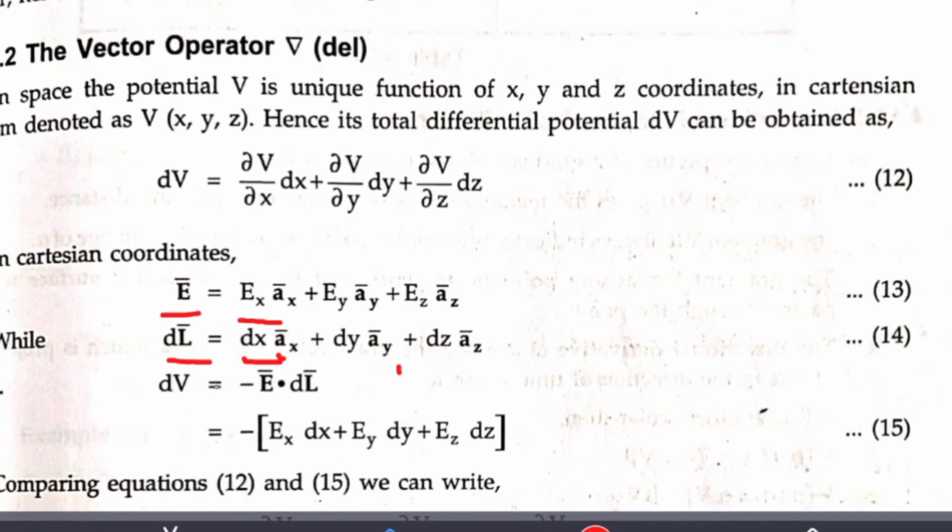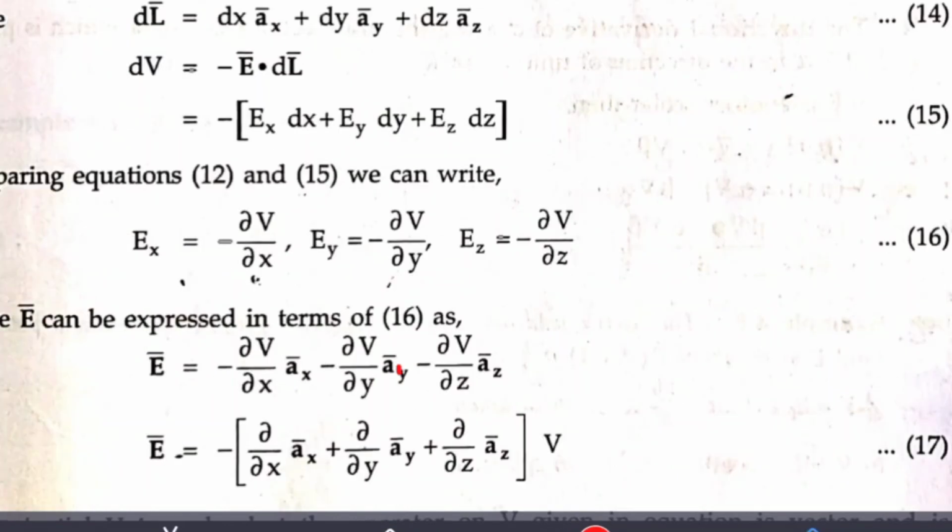Comparing equations 12 and 15, we can write Ex as minus dou V by dou x, Ey as minus dou V by dou y, Ez as minus dou V by dou z. Hence, E can be expressed from equation 16 as E equal to minus dou V by dou x ax, minus dou V by dou y ay, minus dou V by dou z az. Hence, E bar equal to minus, if you take it common, dou by dou x ax plus dou by dou y ay plus dou by dou z az. We can write like this.